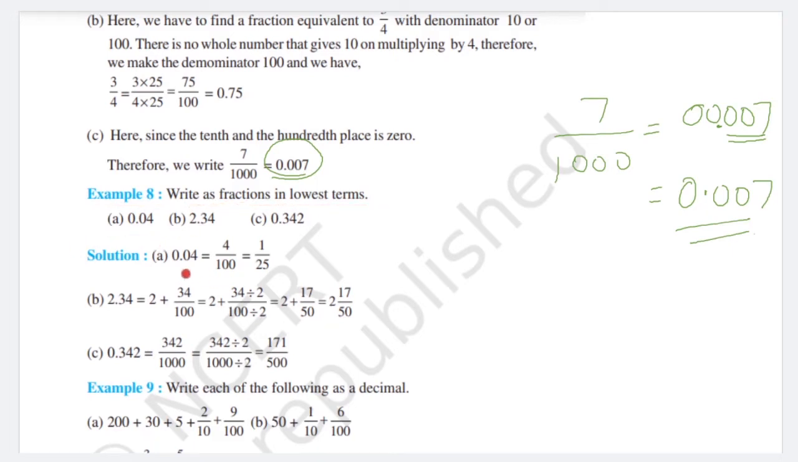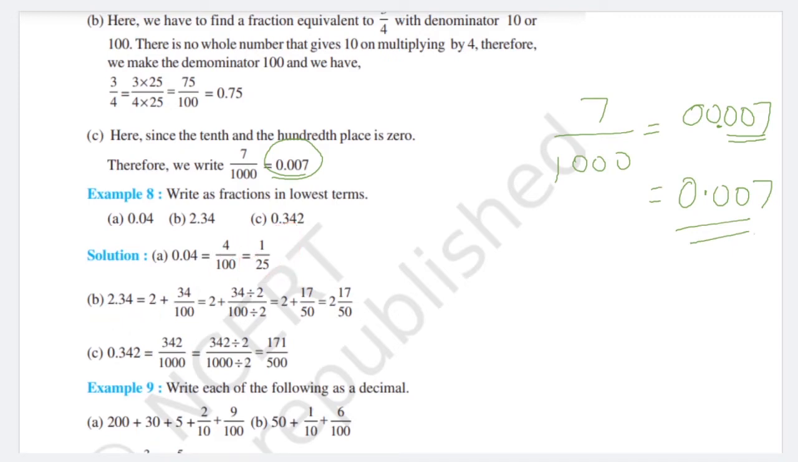Next example, write as fractions in the lowest terms. 0.04. See, 0.04 means 2 digits are there after the decimal point. So in the denominator you will write 1 followed by 2 zeros. It is 4 by 100. 4 by 100 you are simplifying it. You can divide numerator and denominator by 4. So 4 divided by 4 will be 1, 100 divided by 4 will be 25. So 1 by 25 is the answer.